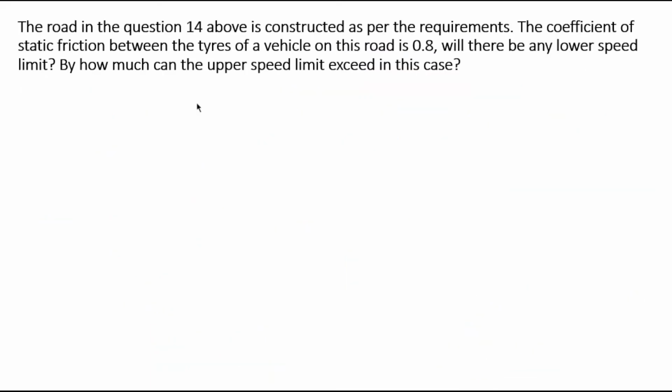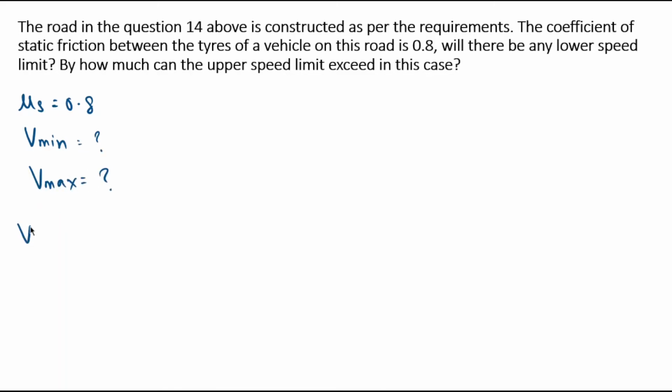So this question is also based on the previous conditions of the track. That is, now they have given that the coefficient of static friction between the tires of the vehicle on this road is 0.8. That is, they have given mu s to be 0.8. Will there be any lower speed limit? That is, we need to calculate the V minimum. By how much can the upper speed limit exceed in this case? That is, we need to also find out the V max value.